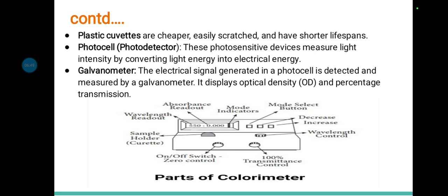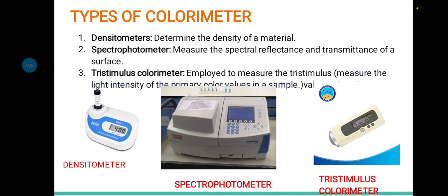Then photocell. Photocell is a device which measures light intensity by converting light energy into electrical energy. Then galvanometer. The electrical signal generated in a photocell is detected and measured by a galvanometer. It displays optical density and percentage transmission. Then types of colorimeter. Densitometers, which determine the density of a material. Then spectrophotometer, which is mostly used in the laboratories. It measures the spectral reflectance and transmittance of a surface.